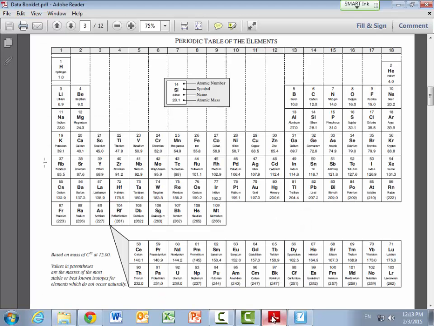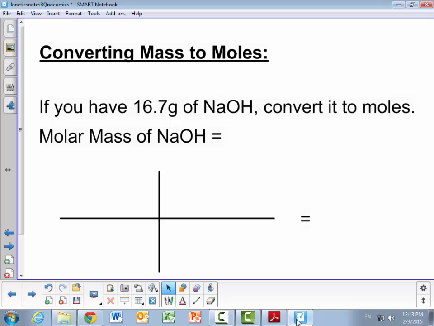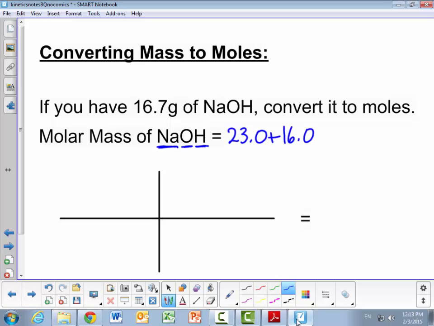So we have to go to the periodic table and we have to look up sodium, which is 23.0 on the left side. And over on the right side, oxygen, which is 16.0. And then hydrogen on the top left, which is 1.0. So we have to add those three together. So 1 sodium is 23.0, 1 oxygen is 16.0, and 1 hydrogen is 1.0.